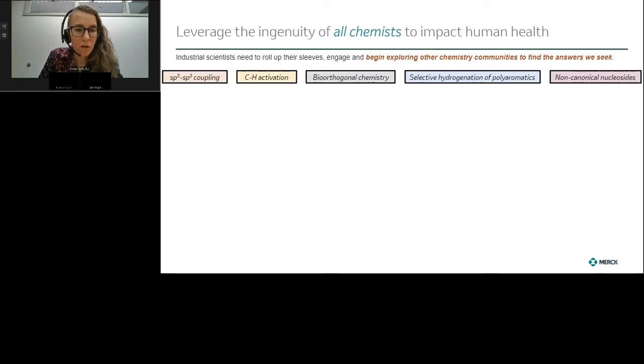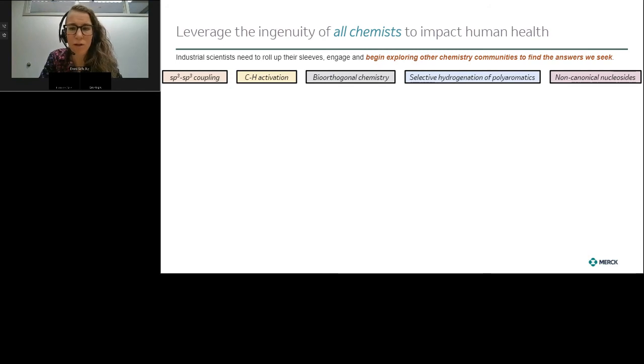I would say that we need to roll up our sleeves and we need to start to engage, and we need all chemists on board to impact human health and really engage to begin to explore the chemistry communities to find the answers that we seek. And here's just a handful of a few different synthetic reactions that I think anyone would love to have a really robust route towards, such as sp3 coupling, CH activation, non-canonical nucleoside chemistry, bioorthogonal chemistry, and this is only just a few. I'm sure that there's much more.